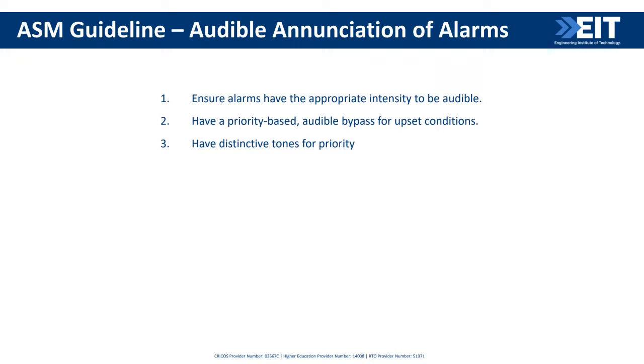And finally, the important one is to have distinct tones for priority, right? There are various priorities of alarms like low, high, emergency, or critical. So having these distinct tones helps the operator in knowing which alarm he needs to act on in a timely manner, and also gives him that level of focus based on the audibility of that alarm.